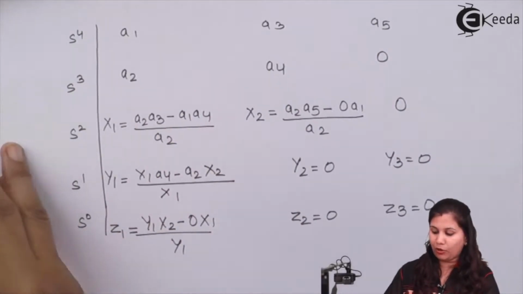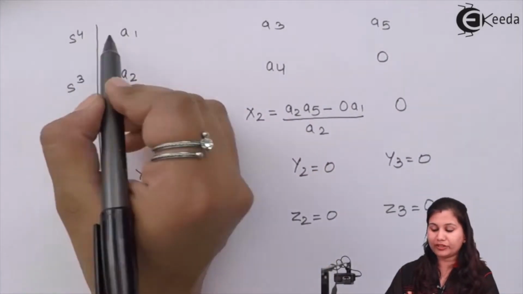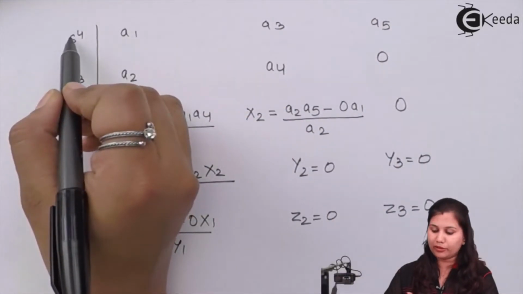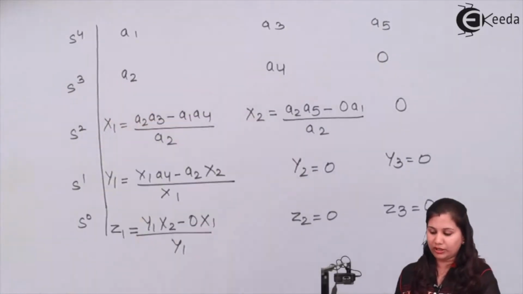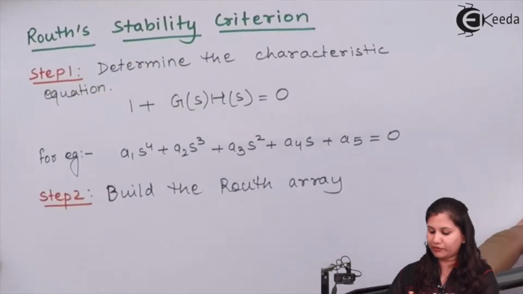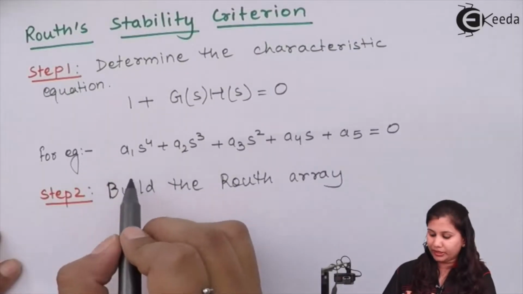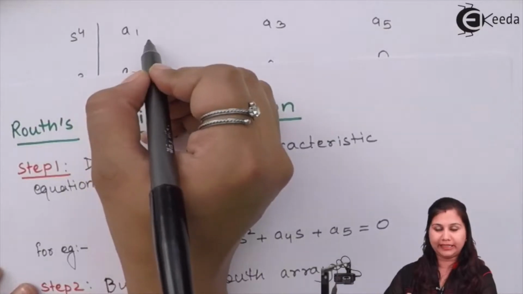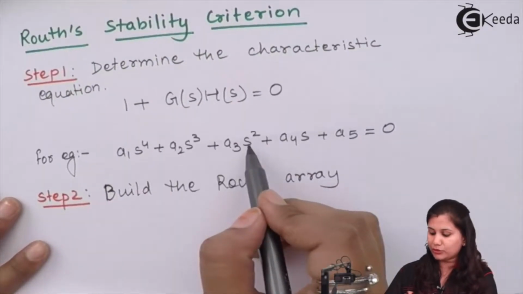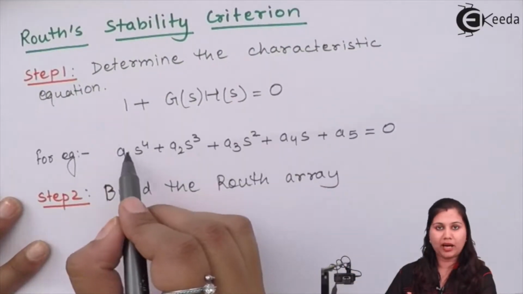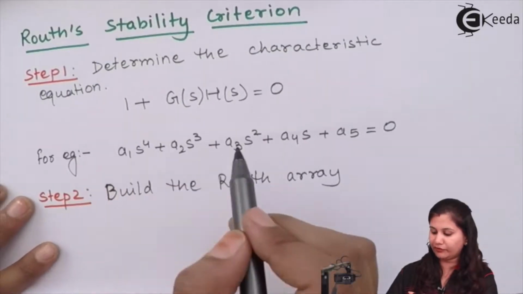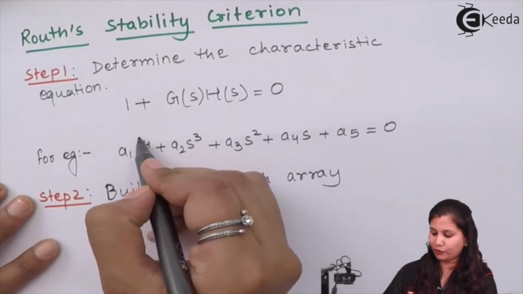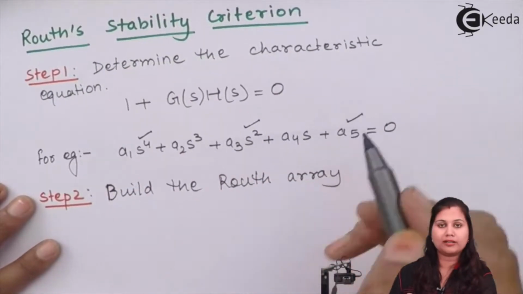Now on the right hand side, we are going to write the coefficients. Because the highest power is an even number, we are going to start with the even powers of s. So here we have s to the power 4, the coefficient is a1, so here we are going to write a1. Then the coefficient of s square, because the highest power is even, so we start with the even powers of s, that is s4, s square and s to the power 0.